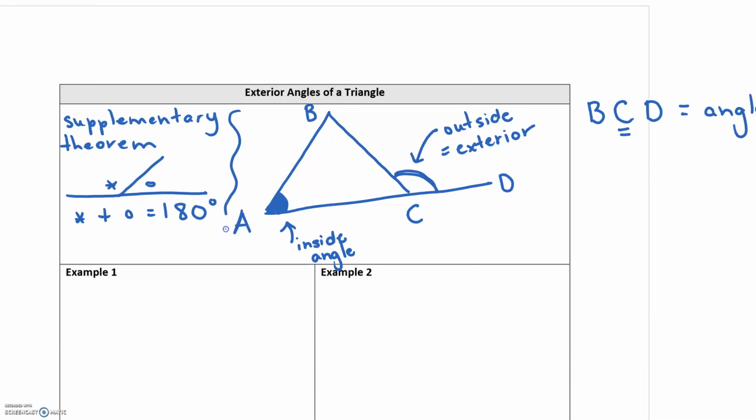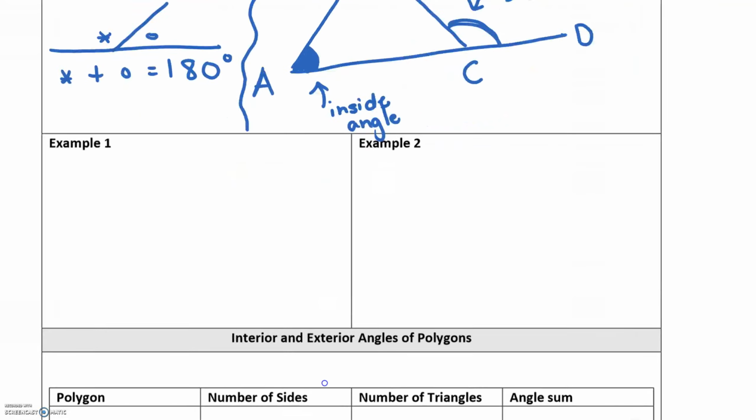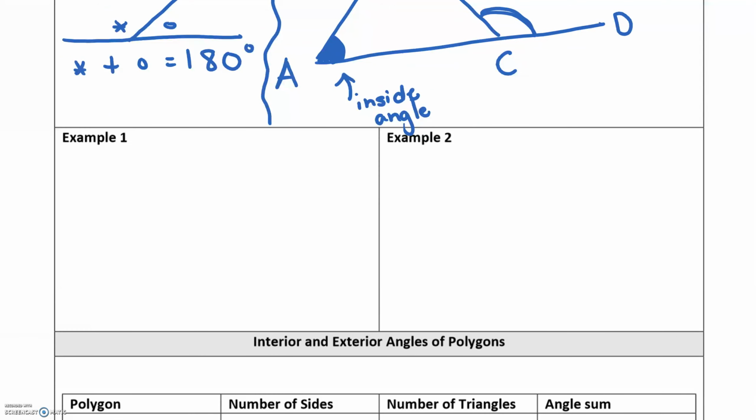So as I just said, the little star plus the little circle is going to equal 180. So I need that to be in your block note because that supplementary theorem is going to show up quite a bit. You're going to need to use that to find some interior angles, but also to find some exterior angles, which is on the outside. So really, really important for you to know where the angles are and what they represent. So let's do a couple of examples. These can go directly onto your block note as well.